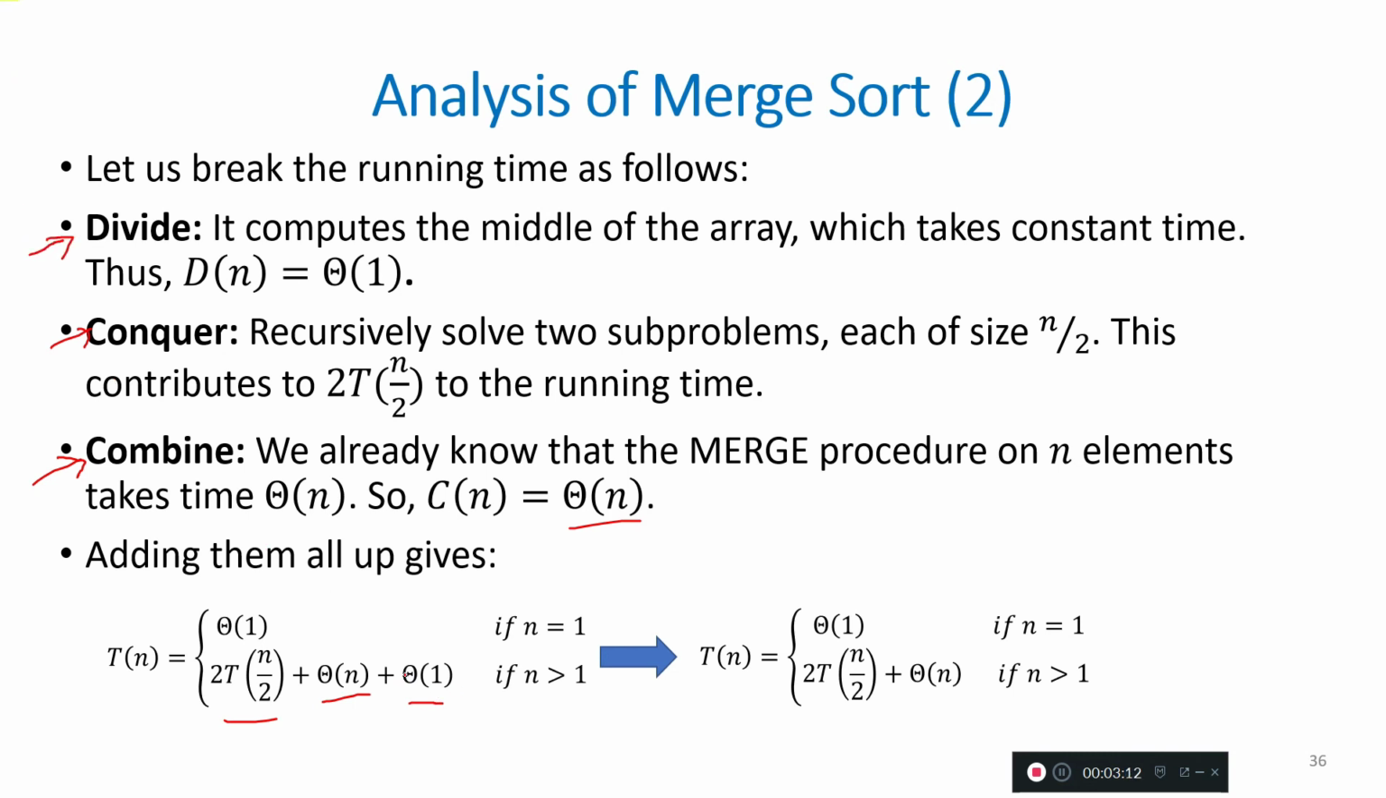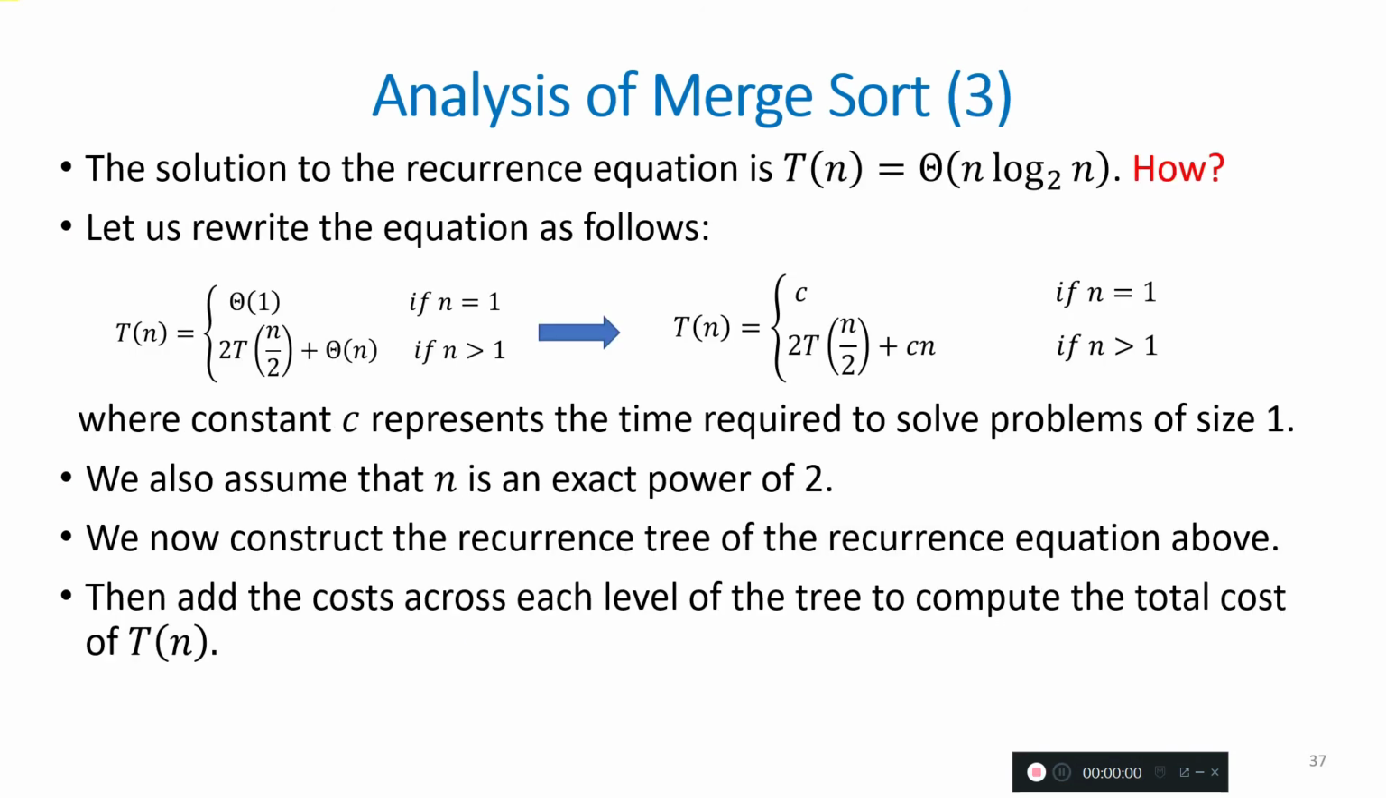So we know that this is constant, and if n grows sufficiently large, this would make no sense, so we can remove it, and eventually we would get this recurrence equation. The next step is to prove that the solution to the recurrence equation is actually T of n equals theta of n times log base 2 n. And how do we do that? We will see over here.